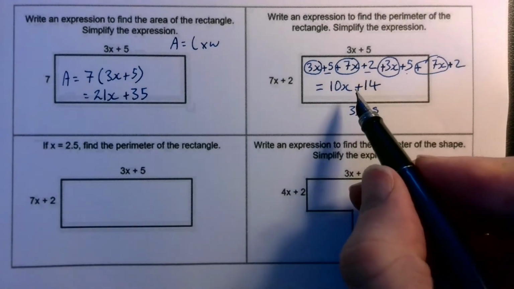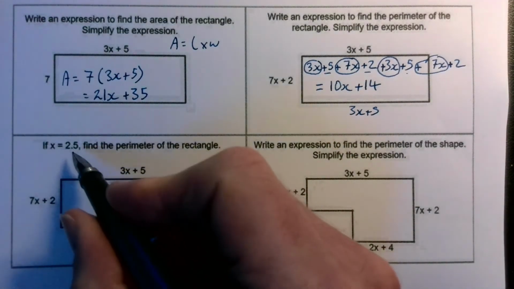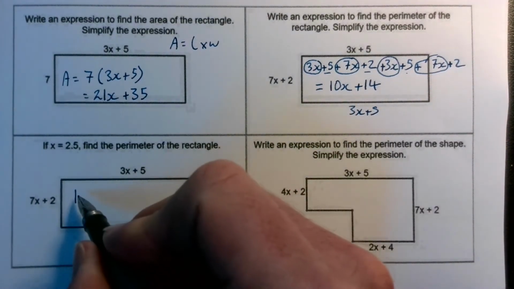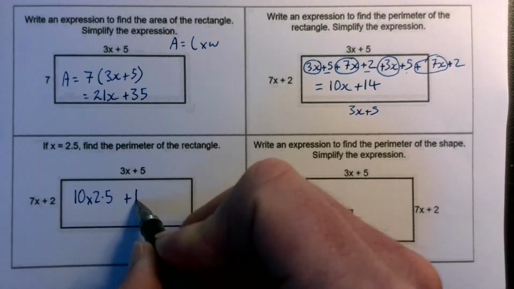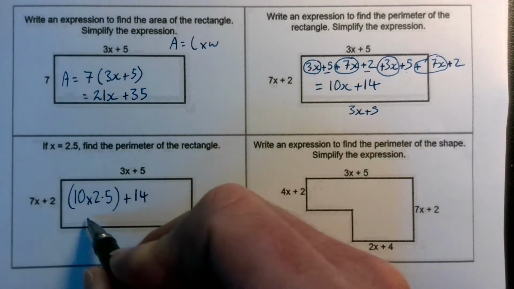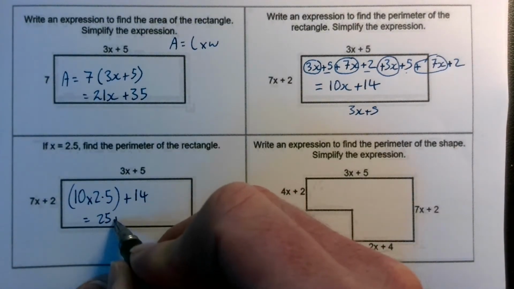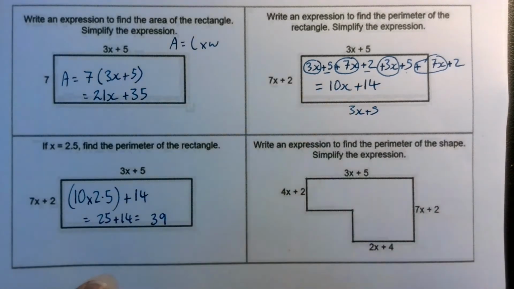If x equals 2.5, find the perimeter of the rectangle. Well, it's the same one as this, isn't it? So I'm just going to substitute 2.5 for x. So 10x means 10 times x. So 10 times 2.5, and then add 14. So 10 times 2.5 is 25, add 14 is 39. And if they'd given us any units, we'd put the units on there, but they haven't.